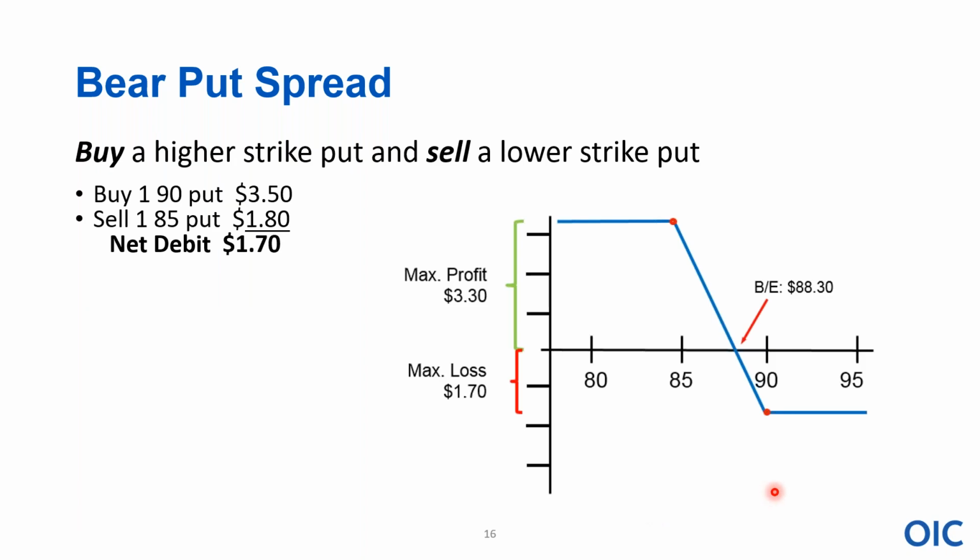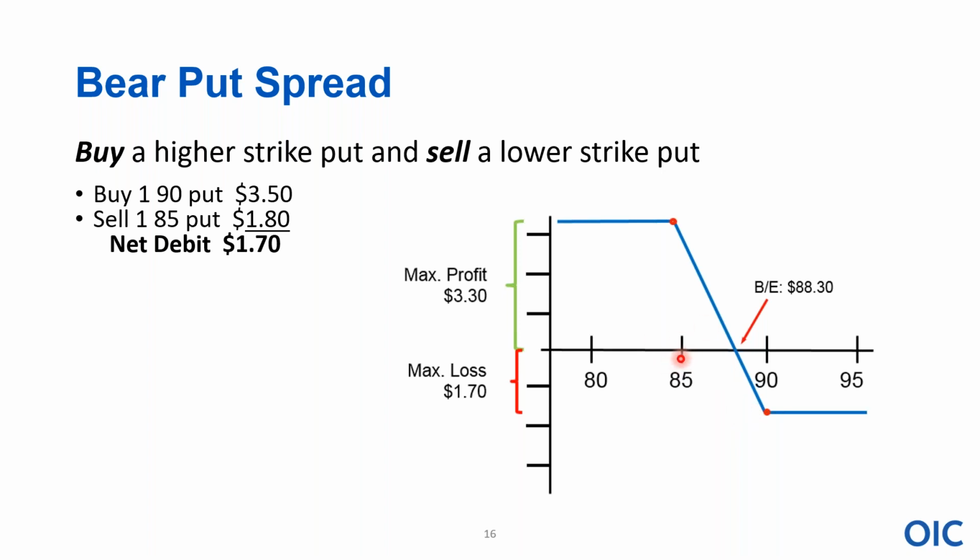And here's how it looks on the graph. Maximum profit below 85 tails off, above 90 tails off as well, our loss, and then in between, profit and loss is determined by where the stock price is. Now, again, what if the stock is at 85?